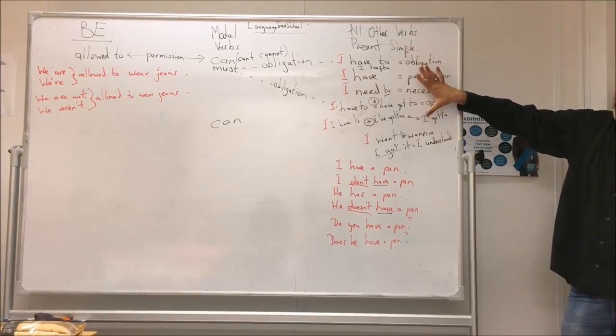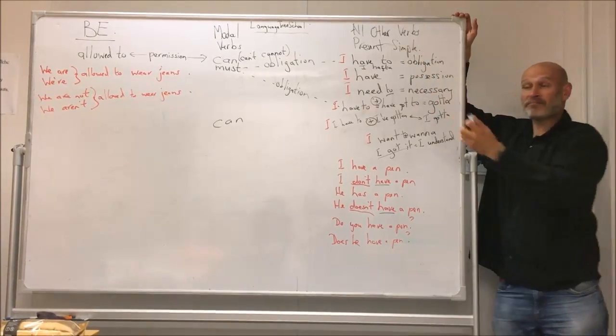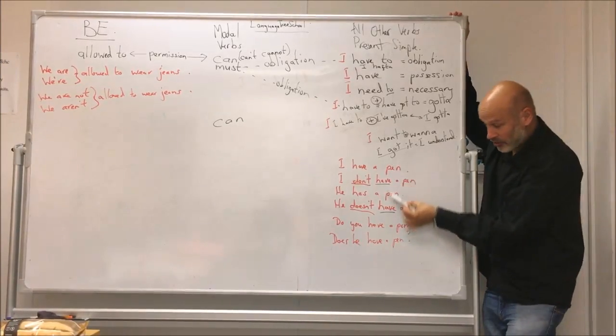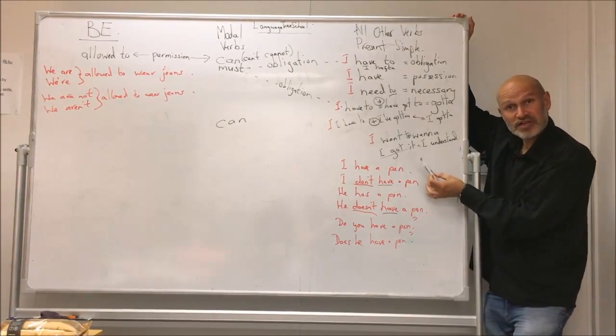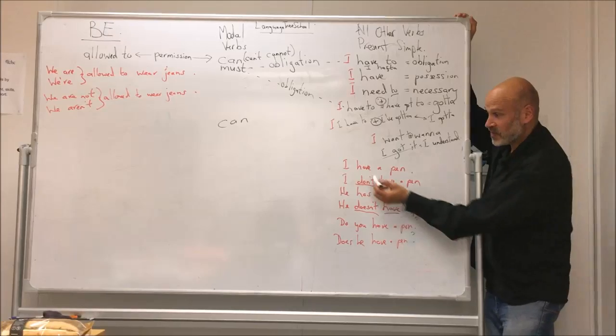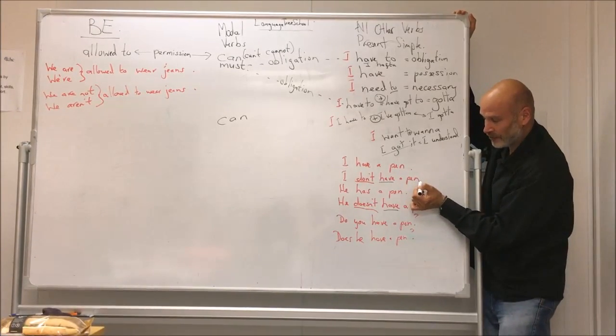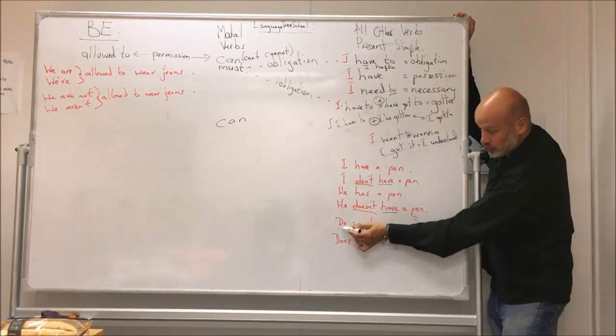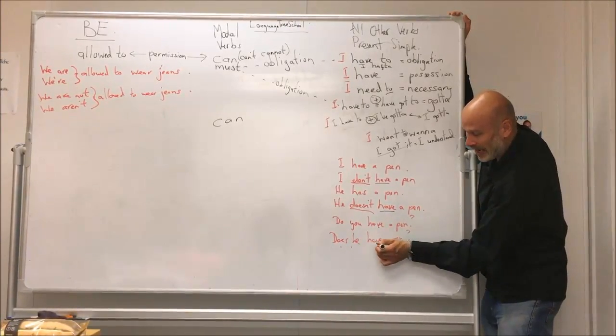When you put these into the negative, because it's present simple using other verbs, the negatives and the questions have a structure to them. I have a pen, I don't have a pen. He has a pen, he doesn't have a pen. Do you have a pen? Does he have a pen?